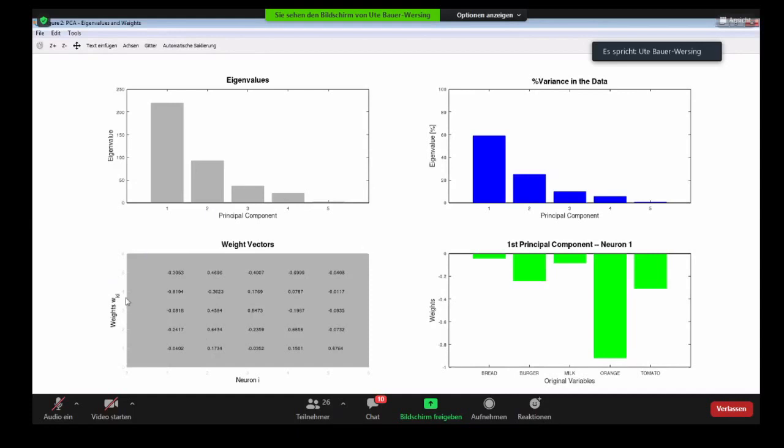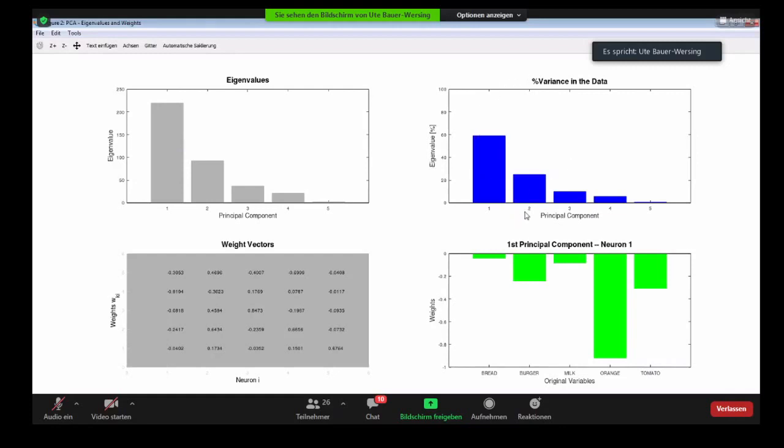We see 4 different plots. We see weight vectors here in the bottom. And we do see the eigenvalues, the size of the eigenvalues. This is the absolute number of the eigenvalues. Of course, these eigenvalues are calculated using the formula given in the answers for exercise 1. So they are not calculated by the linear network, they're calculated afterwards. It's just to demonstrate how much variance is included. So this is the absolute number of eigenvalues.